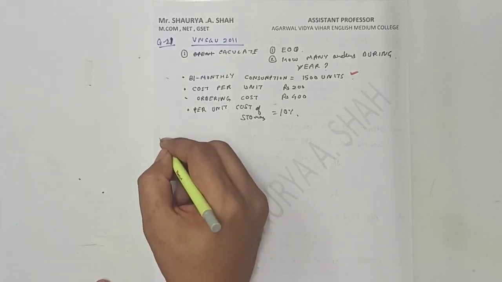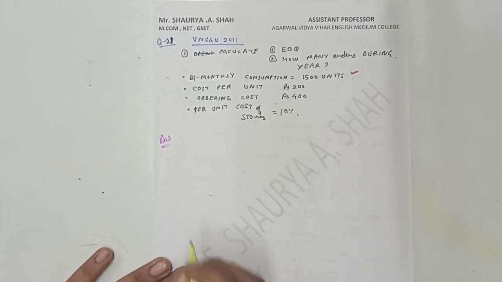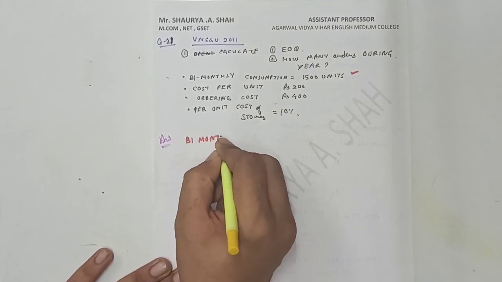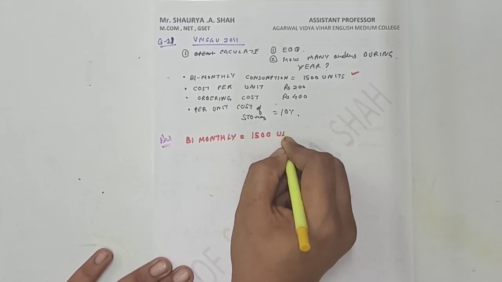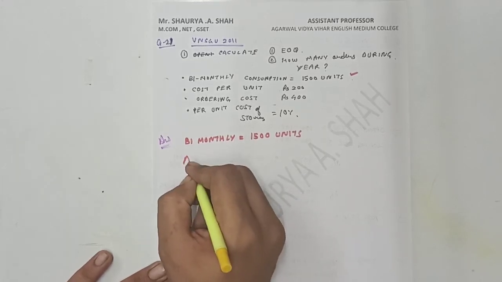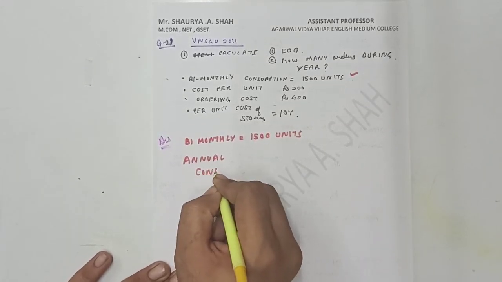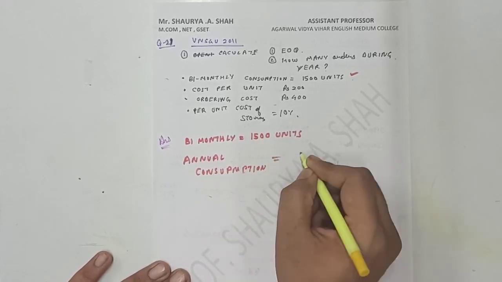What is given in the sum, you have to find out first the annual consumption, right? So convert your bi-monthly consumption. How much is the bi-monthly consumption? It is 1500 units. So if I ask you what will be the annual consumption, annual consumption will be 1500 units into 12.